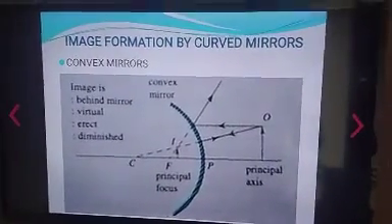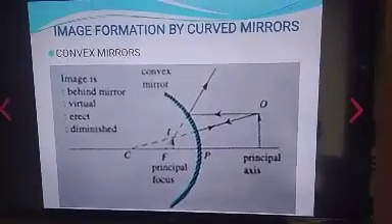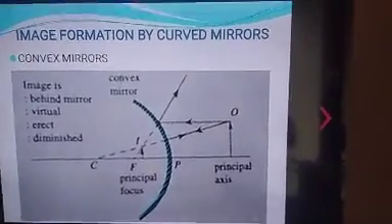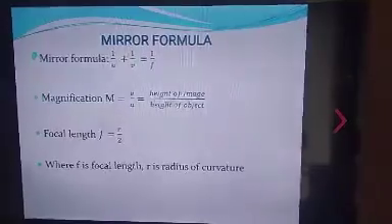Now, irrespective of the position of the object, the image produced will always be virtual, it will always be behind the mirror, it will be erect, and it will be diminished. Okay, let's see the mirror formula.